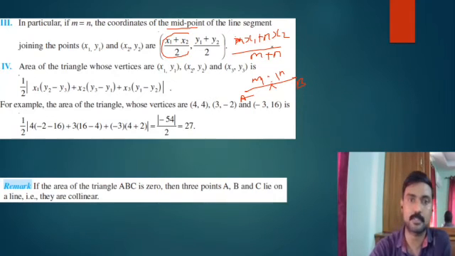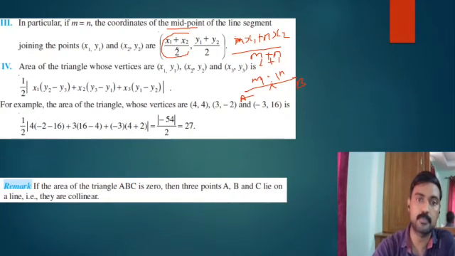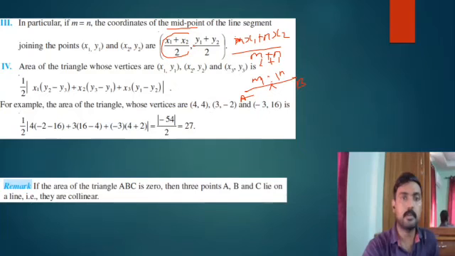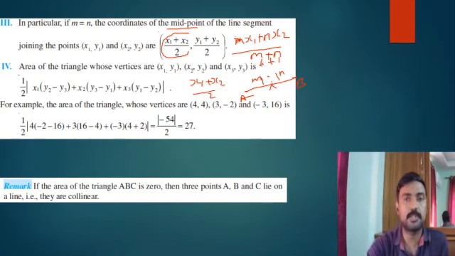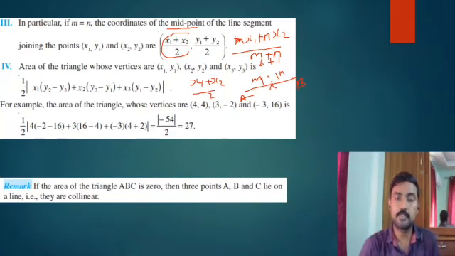So x1 plus x2. And m plus n means 1 plus 1. 1 plus 1 is equal to 2. So the midpoint equation directly we can write as x1 plus x2 divided by 2 and y1 plus y2 divided by 2. And also we studied the equation for finding the area of a triangle by using coordinates.